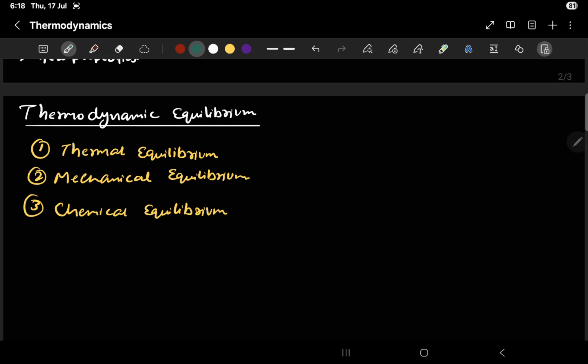thermodynamic equilibrium. So thermal equilibrium refers to the temperature of the system. The temperature at each and every point of the system should be the same. The second, mechanical equilibrium, refers to there being no unbalanced force within the system or between the system and the surroundings.